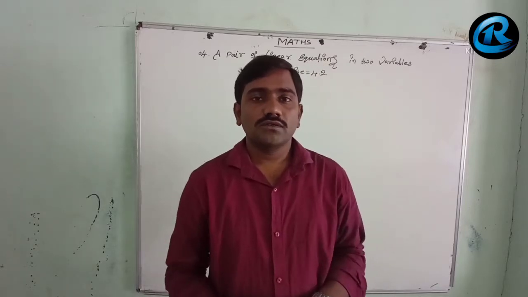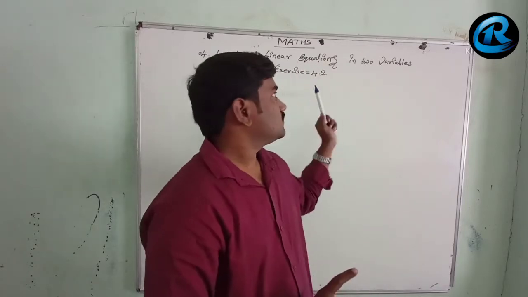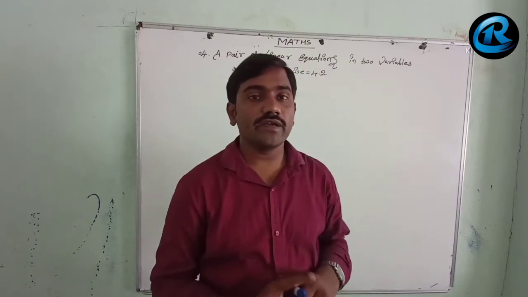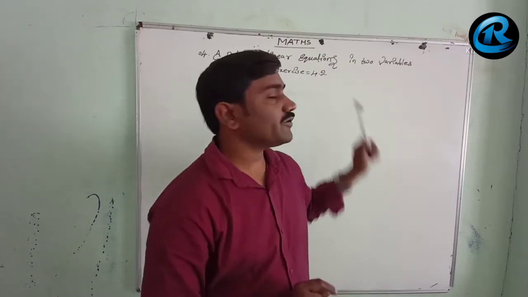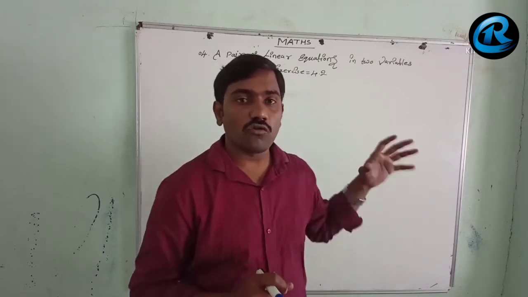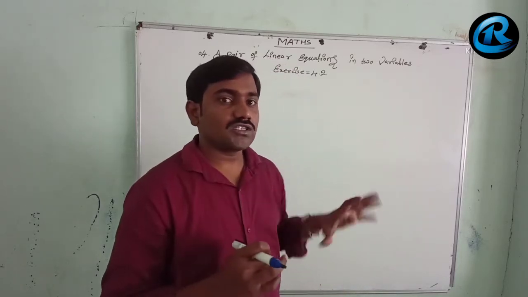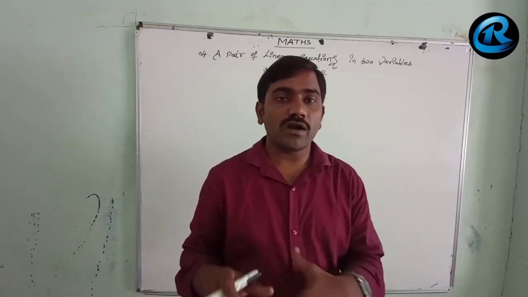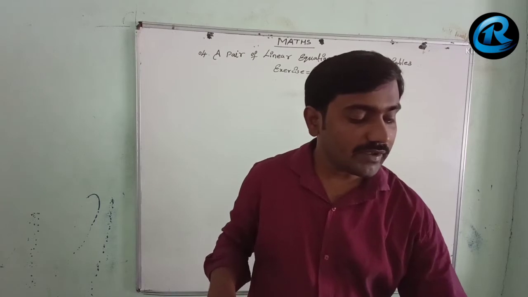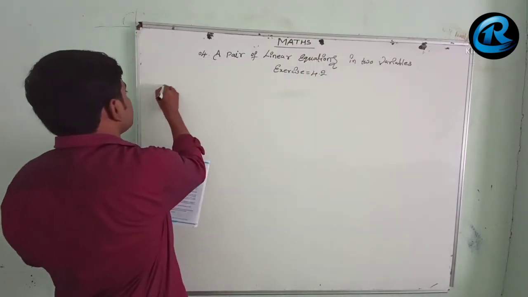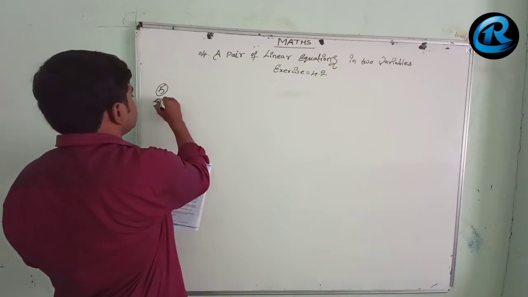Hi children, today you are going to learn the 10th class 4th chapter, a pair of linear equations in two variables. In exercise 4.2, the rest of the questions. Already 5 questions from this exercise we have done in part 1. Then this is part 2 of this exercise. The remaining questions we will do here. Now the 5th question is left. Let's go for the 5th question.